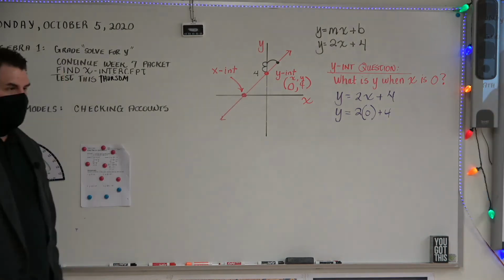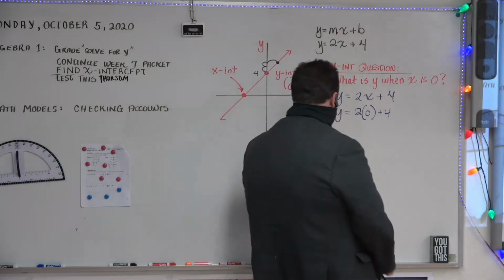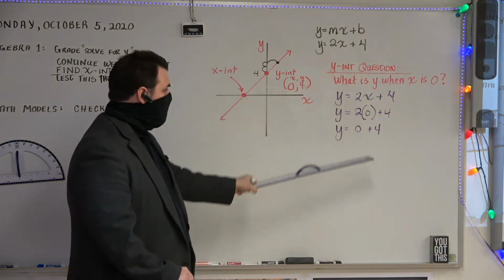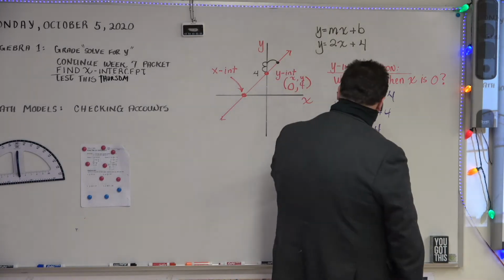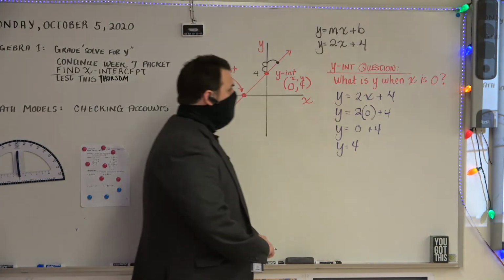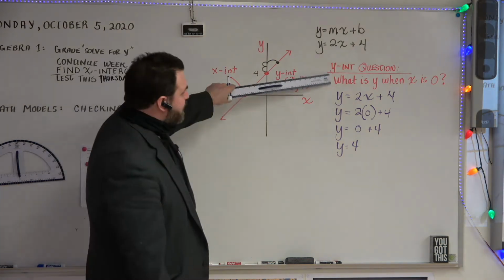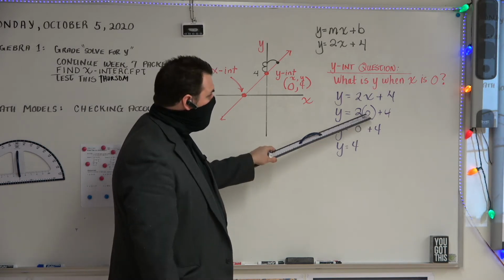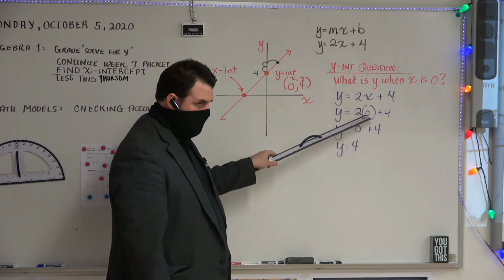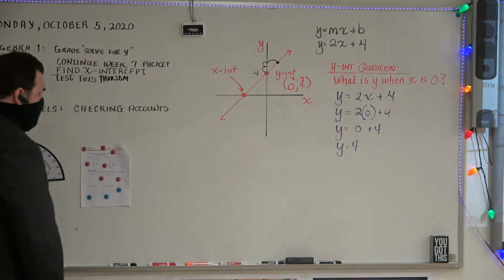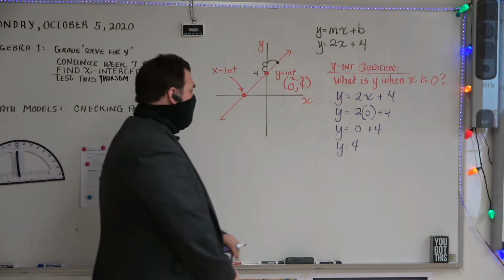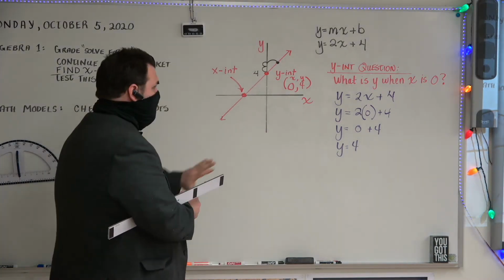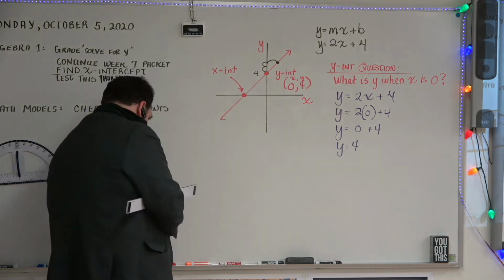What is 2 times 0? Anything times 0 is 0. So y = 0 + 4. Simplify the right side. 0 plus 4 is 4. So y = 4. The answer to our big question, what is y when x is 0, is 4. And we literally proved that. We made x be 0. Oh my God, is that it? That's the y-intercept. So now we're going to move to the x-intercept. Keep that big y-int question in mind.